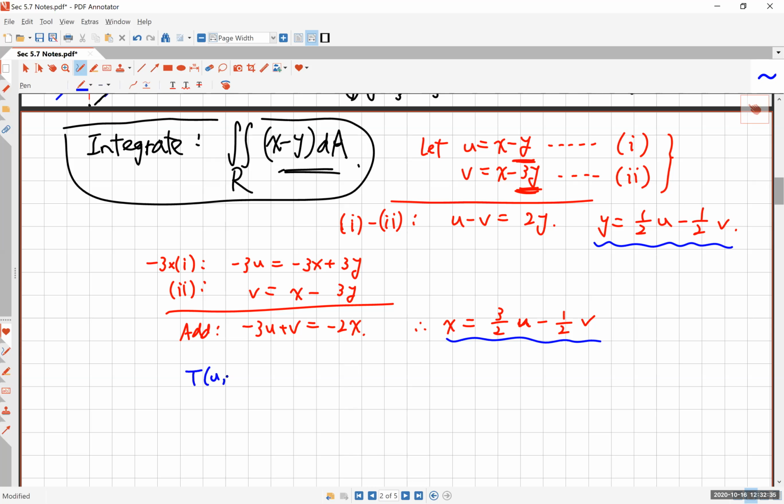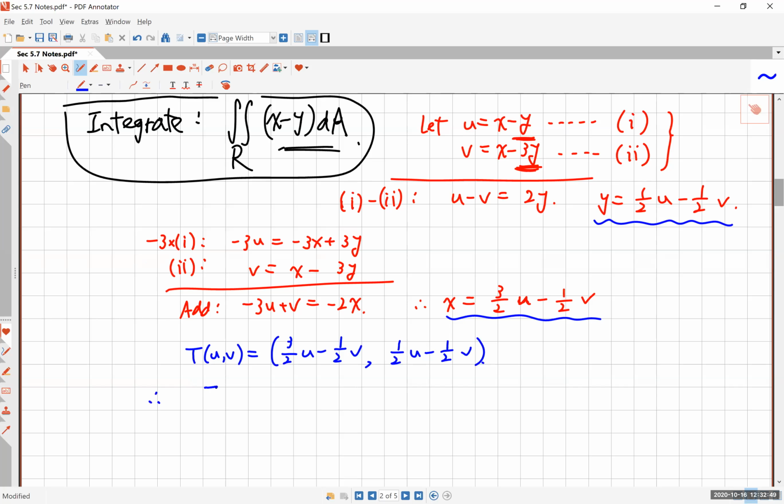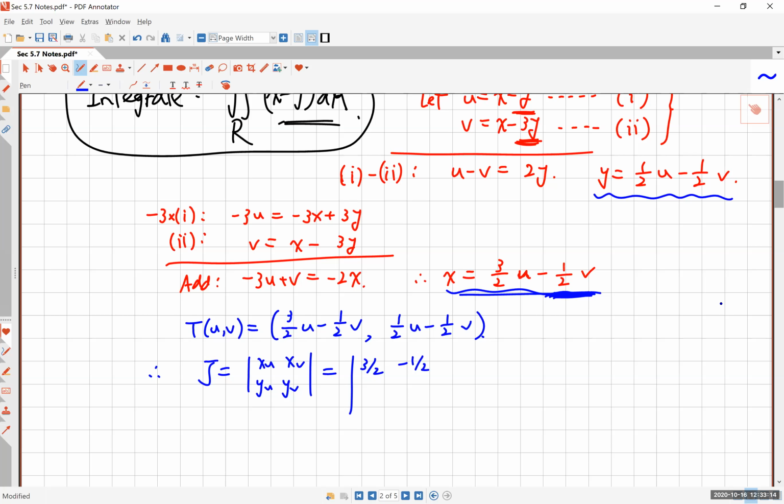All right, so I have successfully written x and y in this particular way. So here, T(u,v) is equal to (3/2 u minus 1/2 v, 1/2 u minus 1/2 v). All right. So now we are ready to find the Jacobian. Therefore, the Jacobian is, remember, x_u, x_v, y_u, y_v, and it's a 2 by 2 matrix. And so what is x_u? It's the derivative of this with respect to u, that's 3/2. x_v is the derivative of this with respect to v, that's -1/2. And then the second row is all about y.